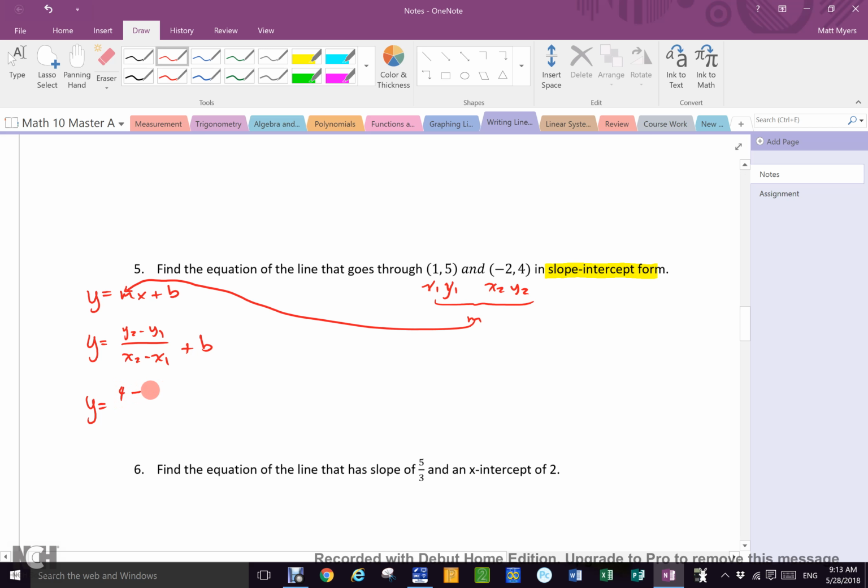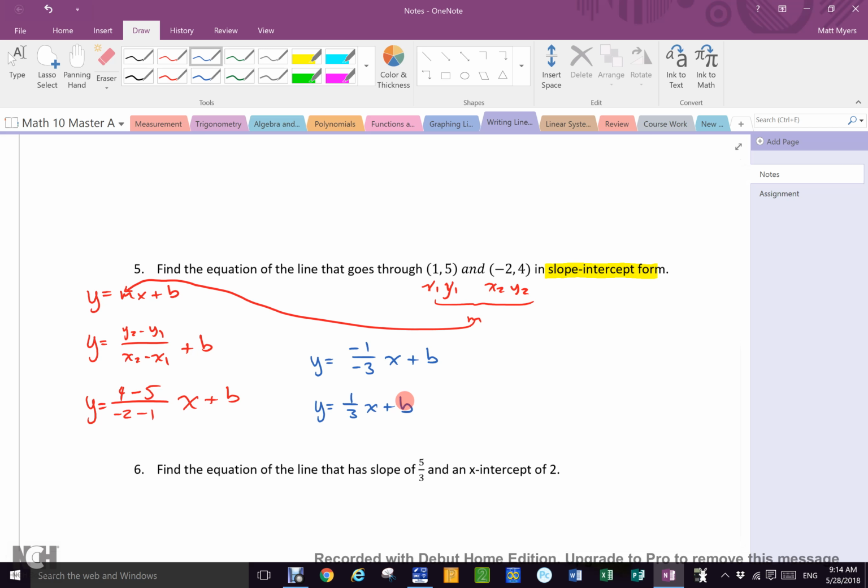Four minus 5 over -2 minus 1, right? And then an x, and then our b. What is 4 minus 5? -1. What is -2 minus 1? -1 over -3 x plus b. What do two negatives give me? 1/3 x plus b. Now I'm in trouble.